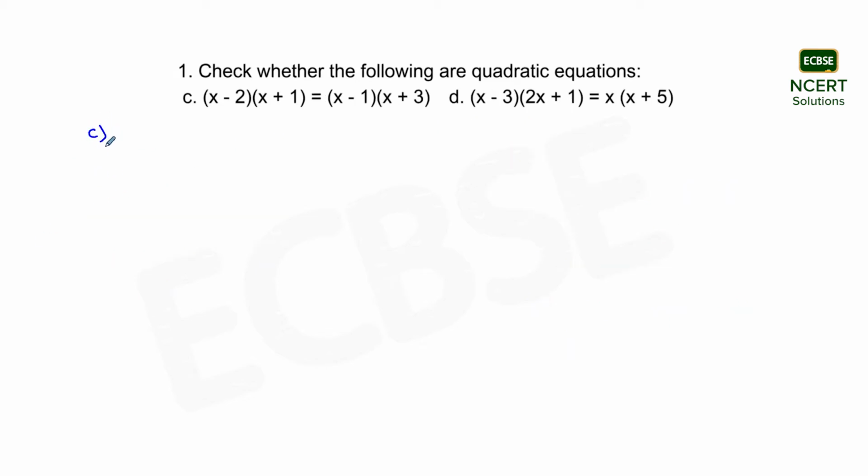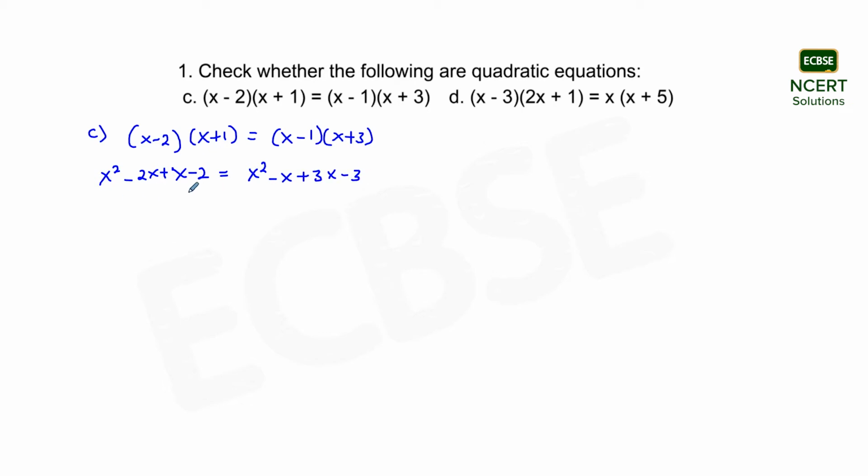Now coming to part c, the equation is (x - 2)(x + 1) = (x - 1)(x + 3). Again simplifying this, I'll get x² - 2x + x - 2 = x² - x + 3x - 3. Simplifying this, I'll get x² - x - 2 = x² + 2x - 3.